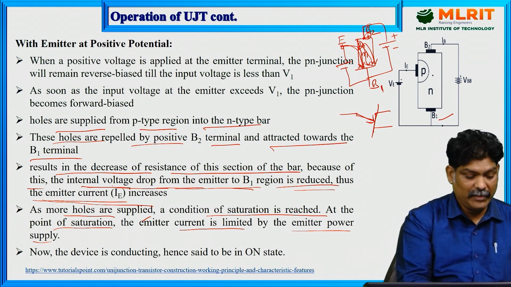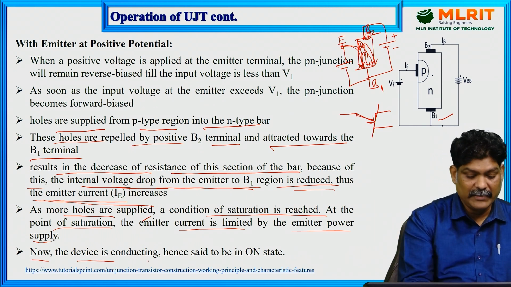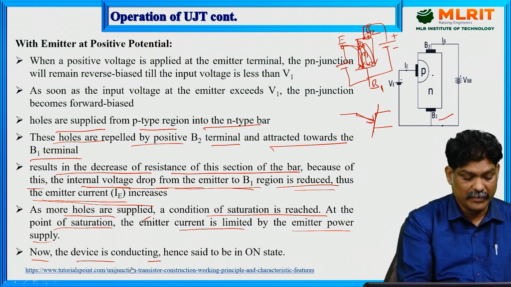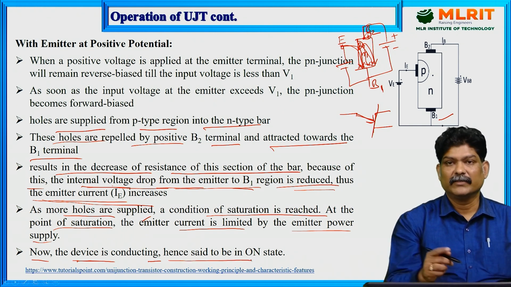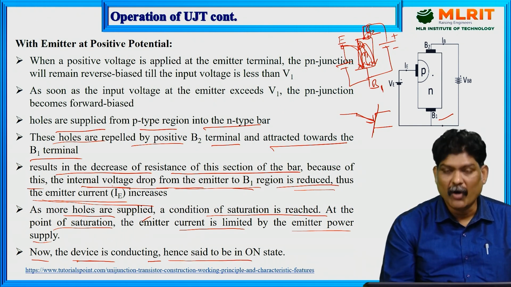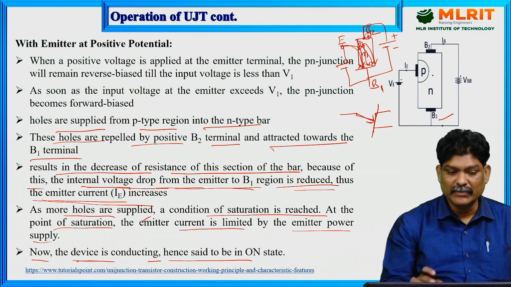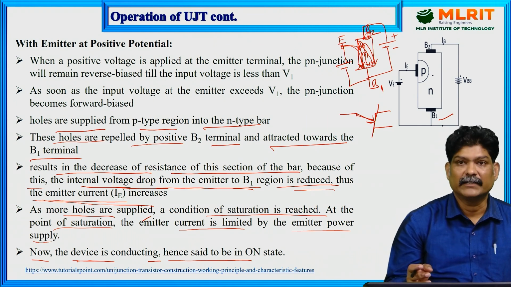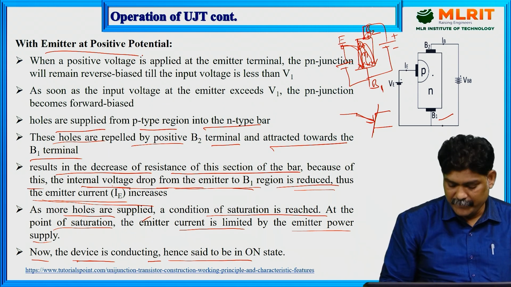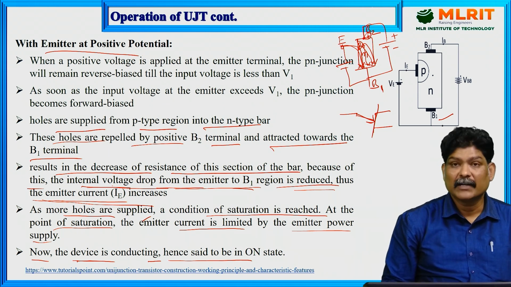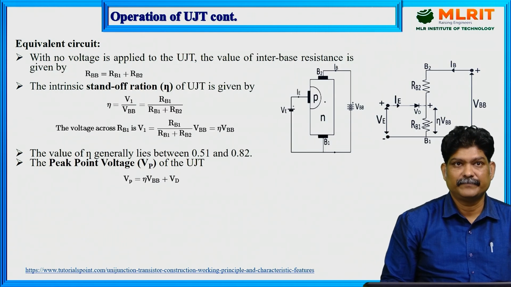Therefore, now the device is conducting. Hence, we can say your UJT is in on condition. So this is the second case: when you apply a positive potential at the emitter, this is the process and this is the consequence.